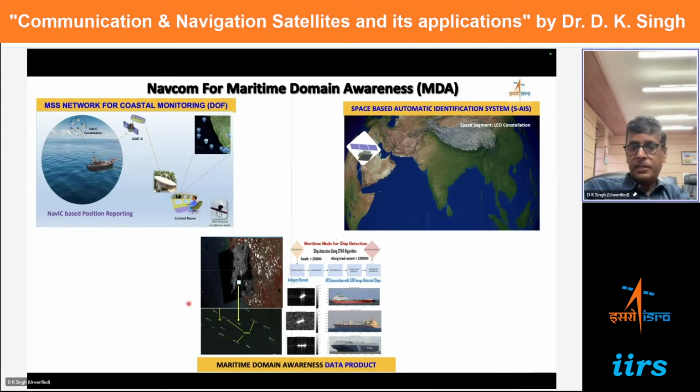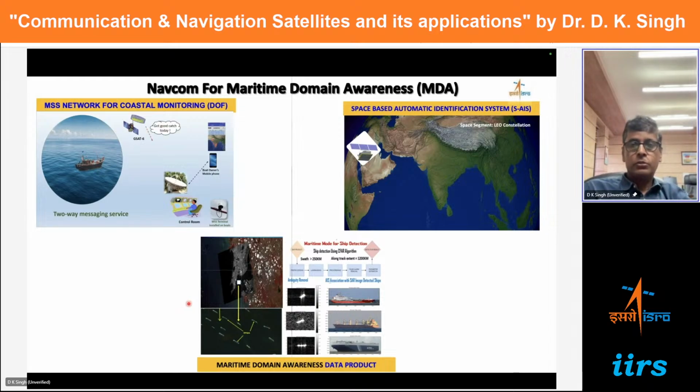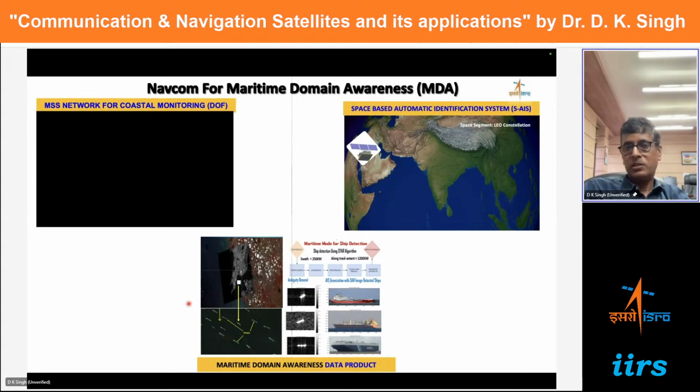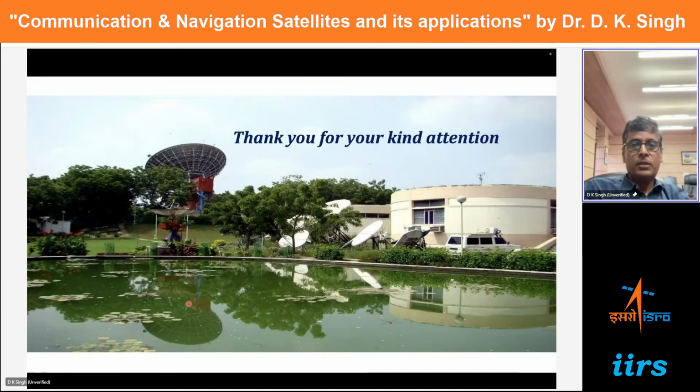The maritime domain awareness is one of the very important topics, especially in the defense domain. That also can be used as a combination of satellite communication, satellite navigation, and Earth observation together. So you use the imaging signal, you use the positioning signal, you use the communication signal, and create a common comprehensive view of waters all around us, so that you are able to detect and neutralize the threat at the earliest. So this completes my presentation.